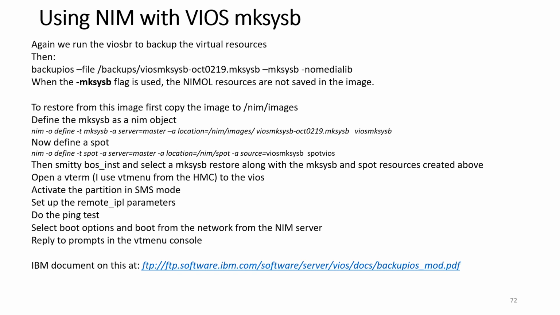The other option is to use your NIM with that proper full-blown mksysb image. And that's basically a standard NIM restore, where you set up NIM to do a smitty bosinst for the mksysb restore the same way that you normally would for any other kind of restore. In my case, I basically do a pull from SMS, but you can actually do it as a push as well. It's up to you. And IBM has this document called backupios_mod.pdf that goes into this in a lot of detail.